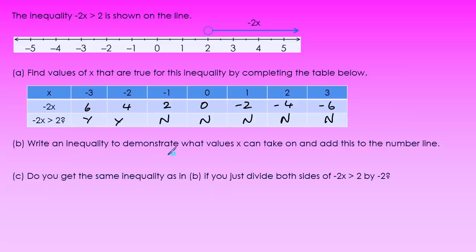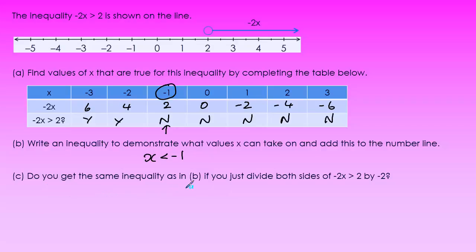Write an inequality to demonstrate what values x can take on and add this to the number line. Well, this one here was the boundary because 2 was equal to 2, and that looks like it's going to be true for negative 2 and negative 3, so it looks like x would be less than negative 1.